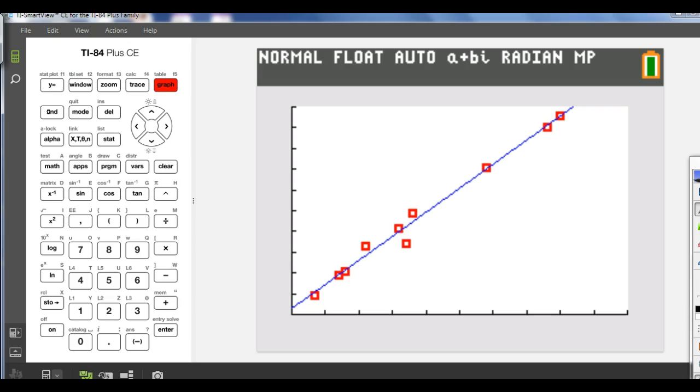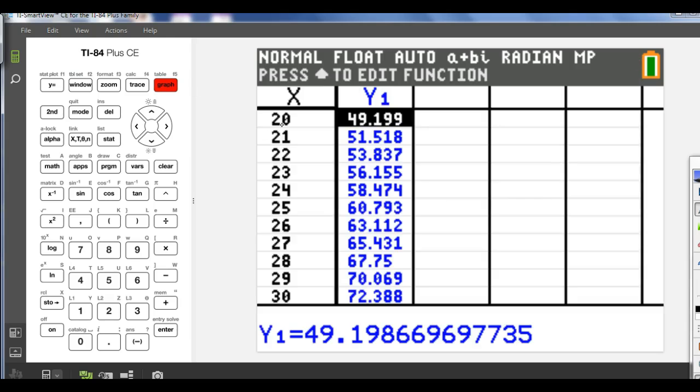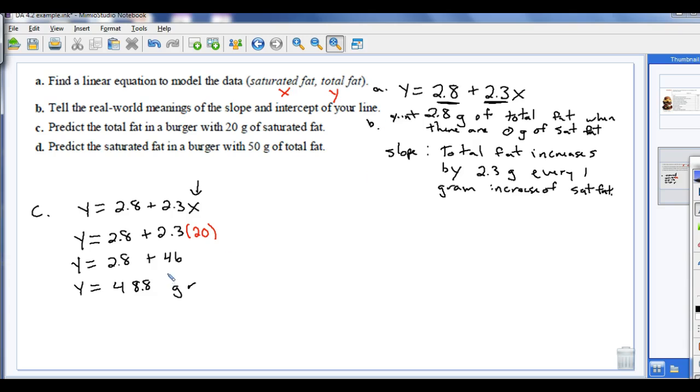Another way to check this out is if I go to second table, if I want to go to my table, I say 20, 49.199. So there is a number right here. So I can just plug in 20 into my equation and I get this number out. I say, great, that seems pretty close to what I had said.